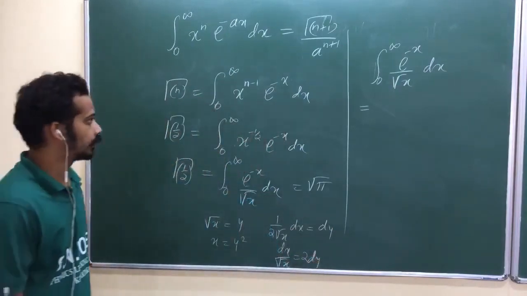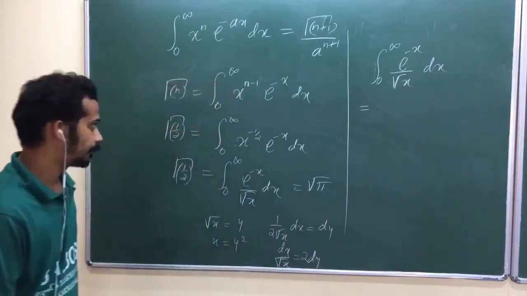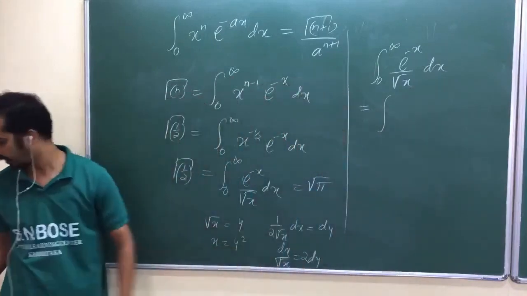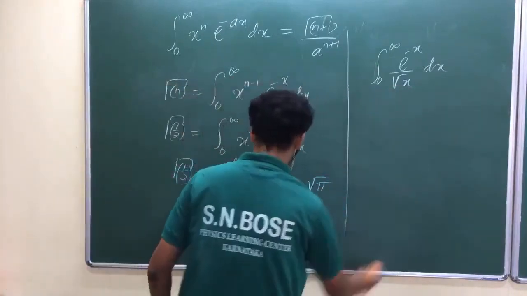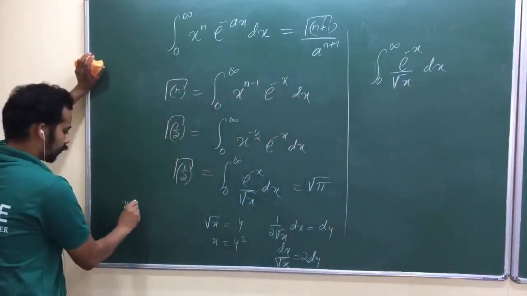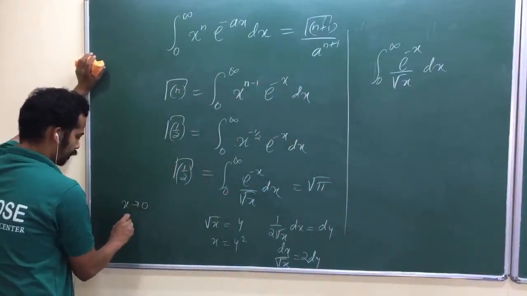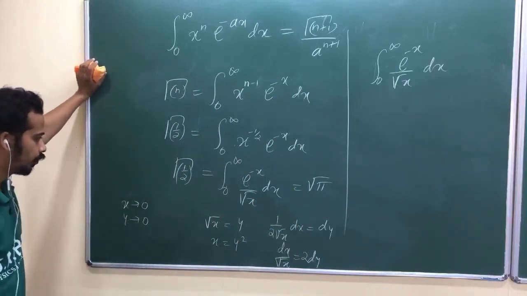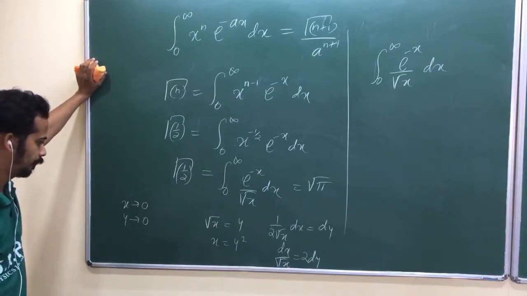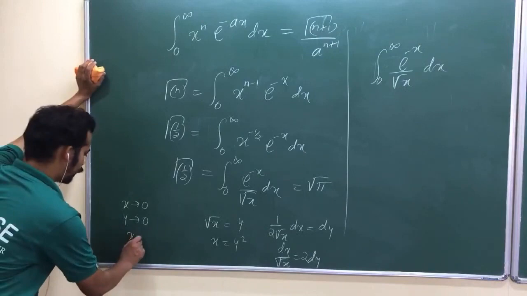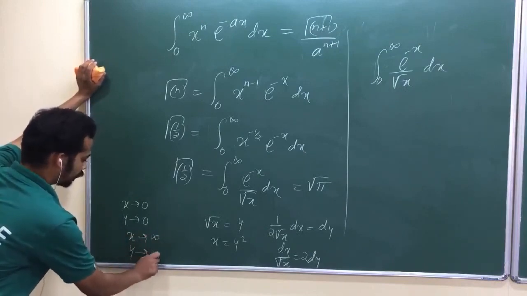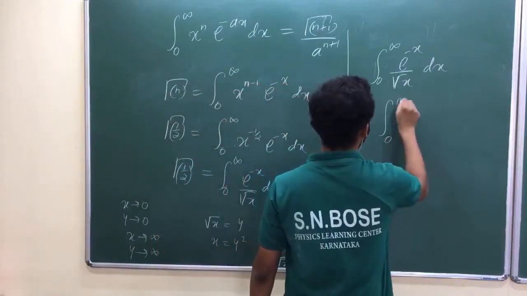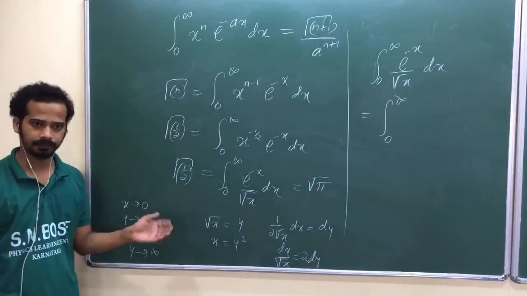Isn't it? 2 into dy. So that this integral, again, I need to change the limit also, isn't it? After substitution, I need to change the limit. So now, if x tends to 0, definitely y tends to 0. Isn't it? If x tends to 0, y tends to 0. If x tends to infinity, y tends to infinity. That's correct, isn't it? So that is equal to 0 to infinity. Any changes? No changes.